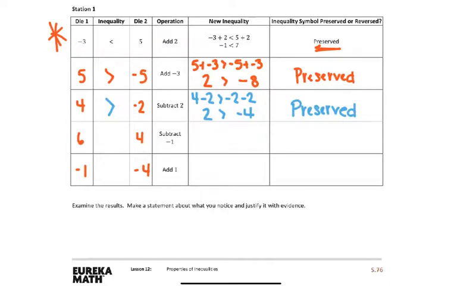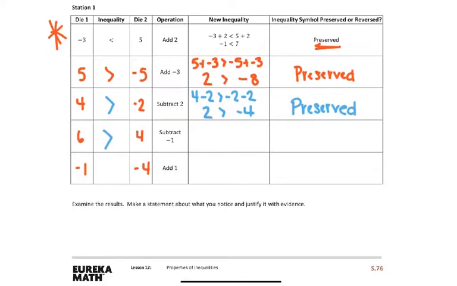Now let's take a look at 6 and 4. Well, 6 is greater than 4. That is a true statement, so I'm going to add in that greater than symbol. And for my operation for this row, it's asking me to subtract -1 from both sides of my inequality. Now, I want you to make sure that you understand that we are subtracting -1. So I'm going to write this out for you so you can see what I mean. So we have 6 and we are subtracting -1. You need to make sure that you're including both the subtraction sign and the negative sign because it matters.